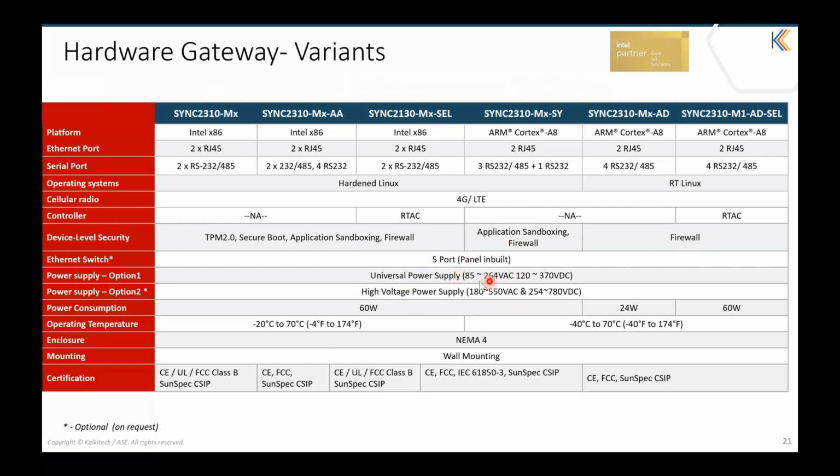And depending upon the power supply requirements or the power supply available in the field, you can opt for the universal power supply, which can take 85 to 264 volt AC or 120 to 370 volt AC. And some sites may have more than 300 volt. You can go to a high voltage power supply with 180 to 550 volt AC and 254 to 780 volt DC as well.